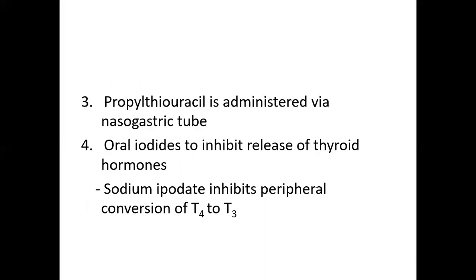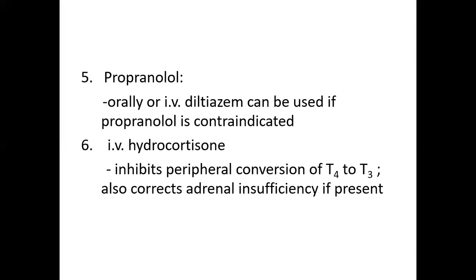So propylthiouracil, an antithyroid drug, is to be administered via a nasogastric tube. Oral iodides to inhibit release of thyroid hormones, and then sodium ipodate inhibits the peripheral conversion of T4 to T3. Propranolol can be given orally, or IV diltiazem can be used if propranolol is contraindicated. IV hydrocortisone to be used because it inhibits the peripheral conversion of T4 to T3. And apart from this, it also corrects adrenal insufficiency if present.